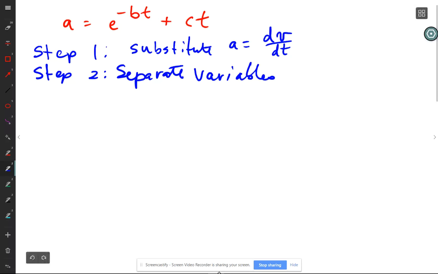Okay, what's step 3? After we've separated the variables, what are we going to do then? Integrate both sides.